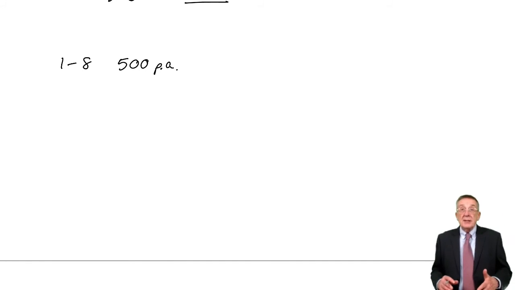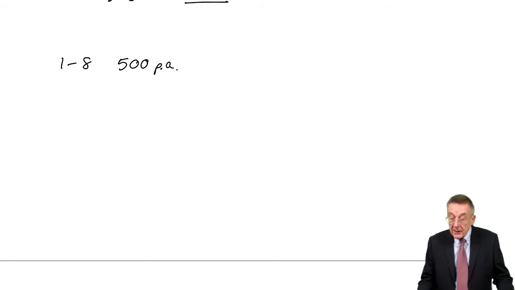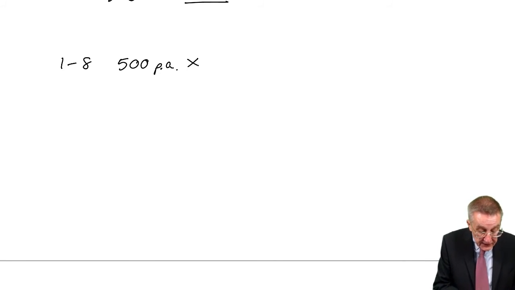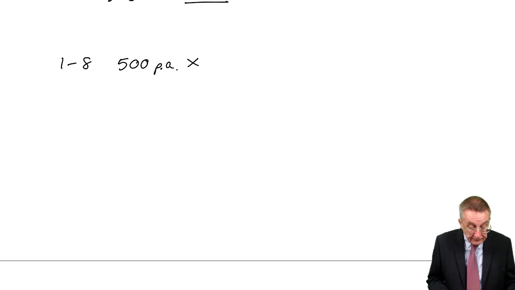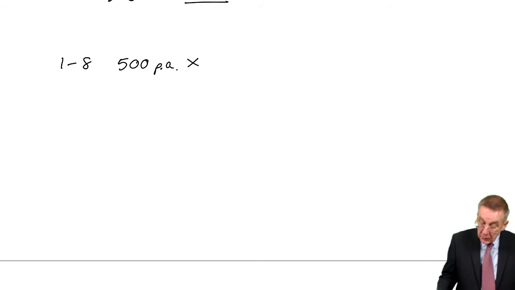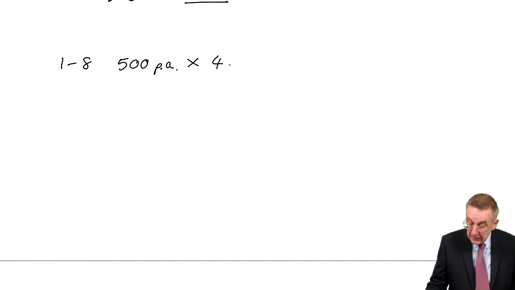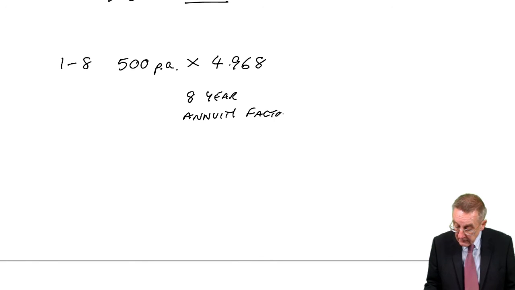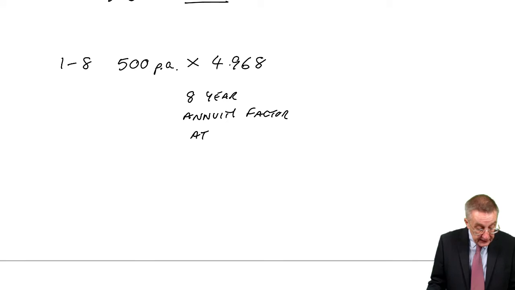Again, instead of multiplying by each factor individually, we'll multiply by the total discount factor, or the annuity factor. It's using the annuity table. What is it? It's the 12% column, the 8-year row. Check me please, 4.968. It's the 8-year annuity discount factor at, what was the rate? 12%.